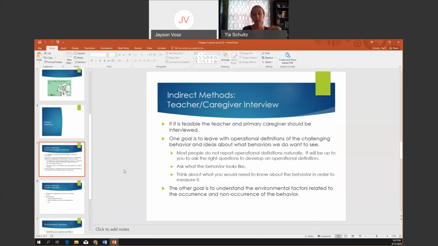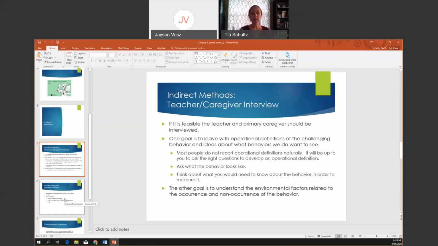The second goal we have with our interviews, besides collecting general information that will be helpful, but we want to work on that definition, and then number two, we want to work on narrowing down when and where that challenging behavior occurs so that we can target our observations. Most of the time, we're not going to be able to observe the student for long periods of time across multiple days. We'll usually have small portions of time available that we can actually observe. And so we want to target when that behavior is occurring. And so the interview can help us narrow that down so that we can be more planful about when we observe.